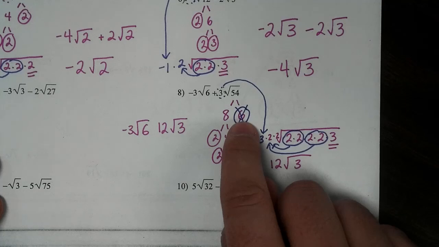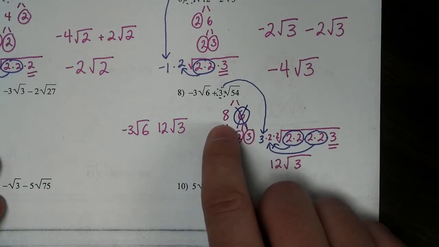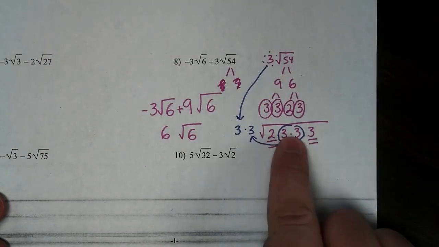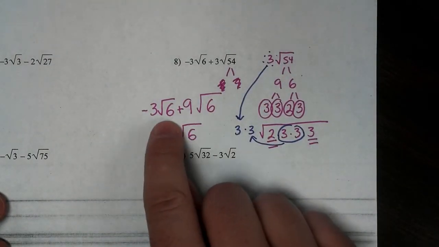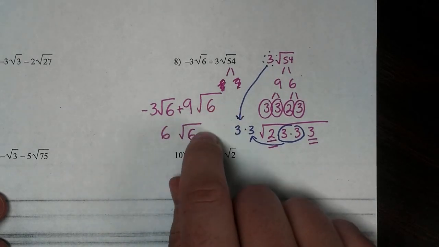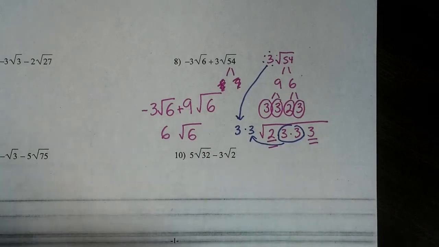8 times 6. Well, wait a second. That's not right. That gives me 48. That doesn't give me 54. So I went back and changed the 8 to a 9, and we just redid the whole problem. And notice when we got to this step, we had 6s on both radicals, and that's when you know you did the right thing. And our final answer there was 6 radical 6.